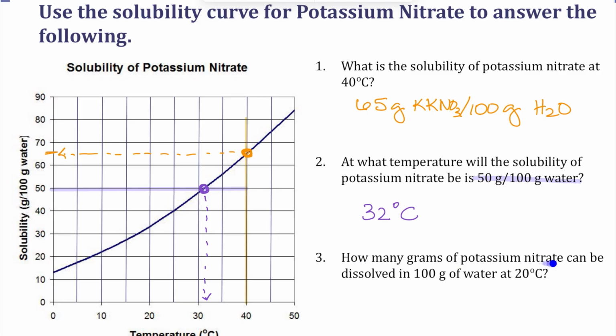All right, how many grams of potassium nitrate can be dissolved in 100 grams of water at 20 degrees Celsius? Feel free to pause if you are comfortable trying the next couple on your own. So now we're looking at that 20 degrees Celsius, and trying to determine from there what solubility that represents. To me, it's between that 30 and 40. I don't know if it looks quite halfway. You could say 35. I'm going to say 34 grams of potassium nitrate will be dissolved per 100 grams of water.